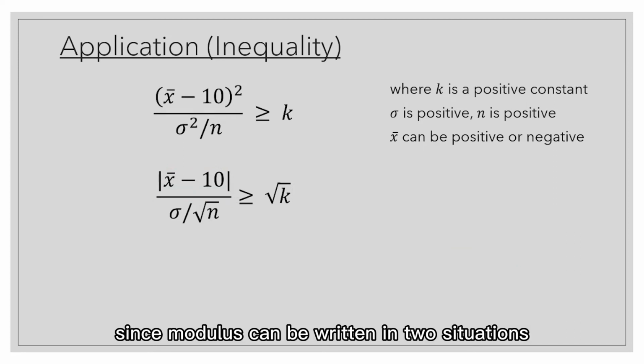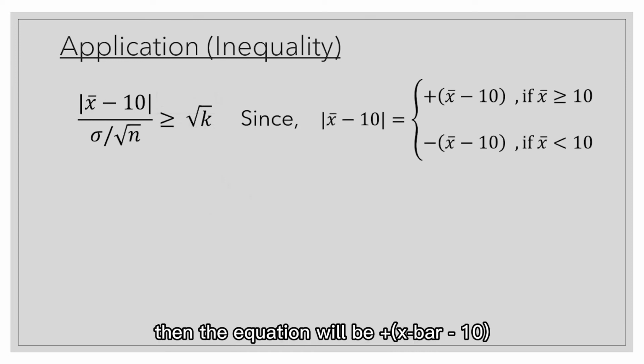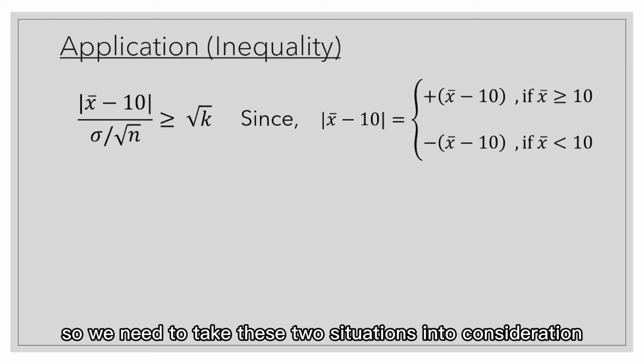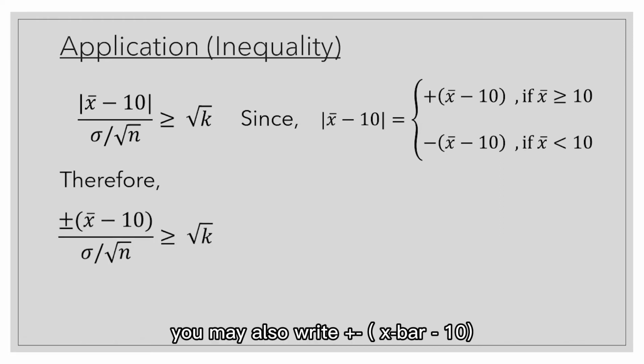Since modulus can be written in two situations, one situation is where x bar is greater than 10, then the expression will be positive x bar minus 10. Otherwise, if x bar is less than 10, your expression will be negative bracket x bar minus 10. So we need to take these two situations into consideration. Therefore, you may also write plus minus bracket x bar minus 10 to consider these two situations.